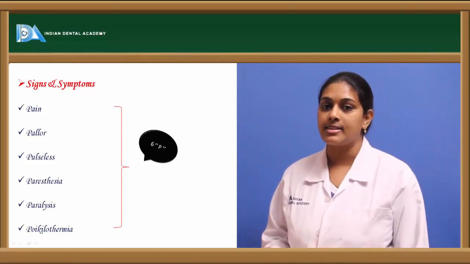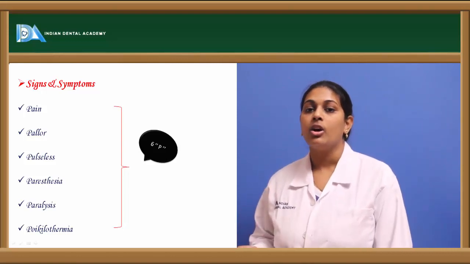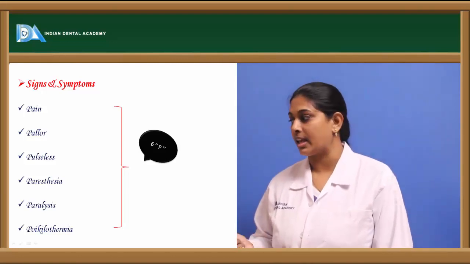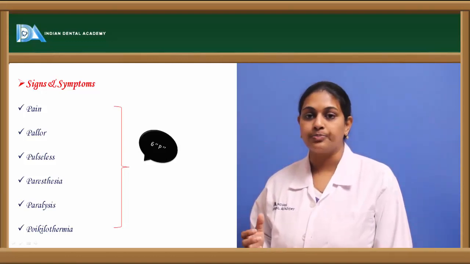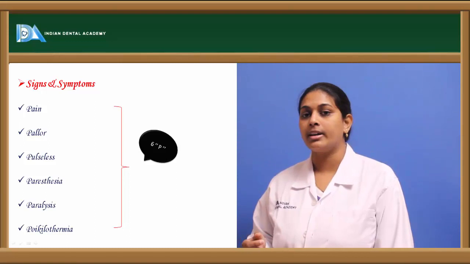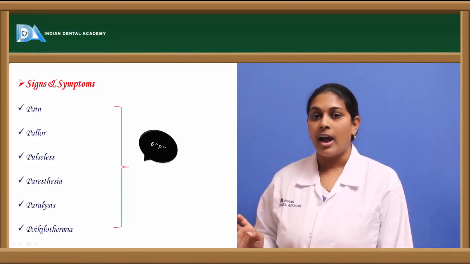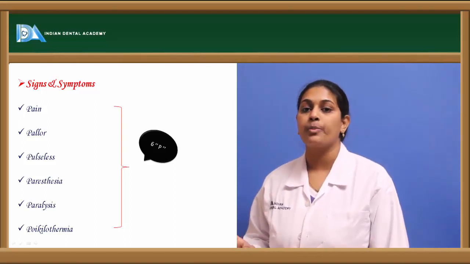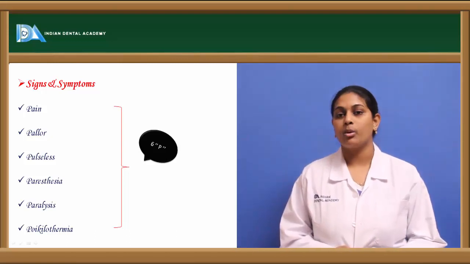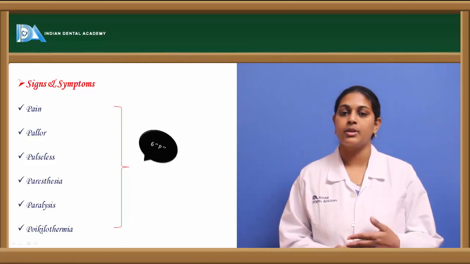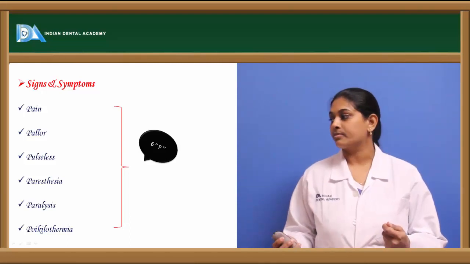As well as paresthesia. Since there is loss of sensation, there is a tingling or prickling sensation which can be seen, and paralysis, that is the particular structure or organ does not function in any way, and poikilothermia, that is inability to maintain the temperature of the body. These are the 6 P's which are the signs and symptoms seen in ischemia.